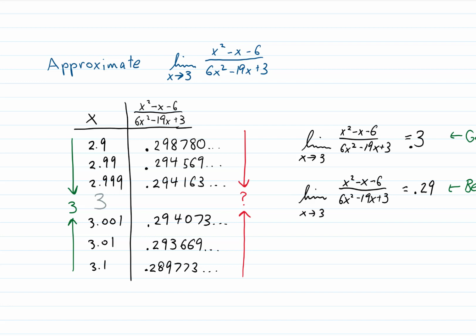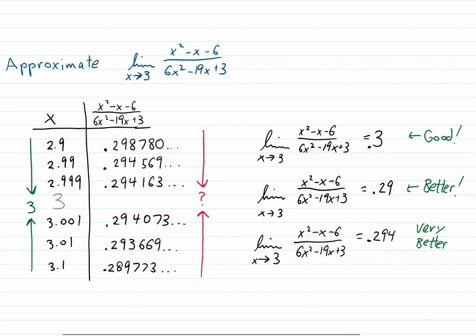And somebody else might say, well, I can do better than both of those. I think the answer is 0.294. And I would say that's even better than the one before. Those are all good answers. I think that might have gone off the screen. Let me move this over there. I want to make sure you guys can see that. Those are all acceptable answers. If this was a homework problem, I would accept all 3 of those.